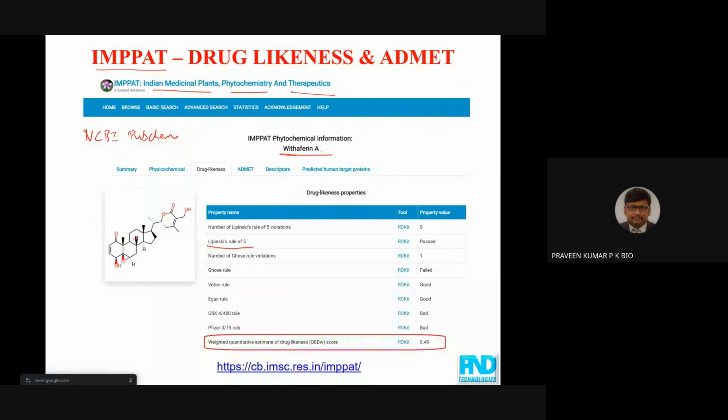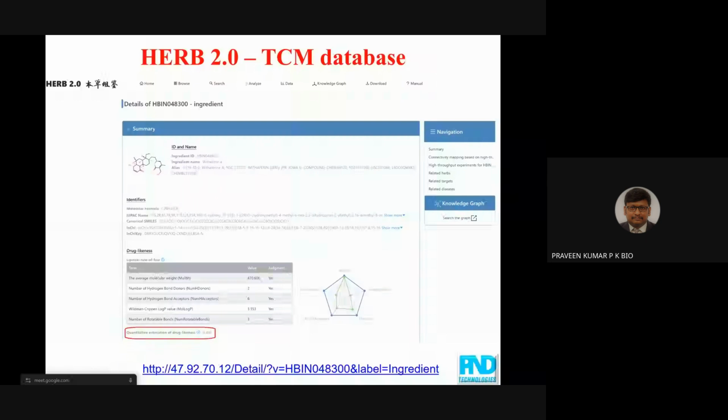Whatever compound I fed, withaferin, is showing at least 3 properties. Like this, you can see the Ghose rule, Veber rule, Egan rule. All these are implemented in our Indian database. Rule of 5 violations: 0 violations. It means that 4 out of 4 properties are satisfied. That's the inference we get from the IMPACT database.